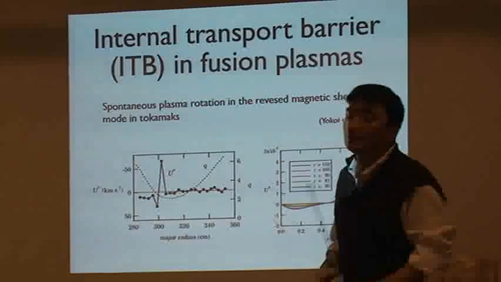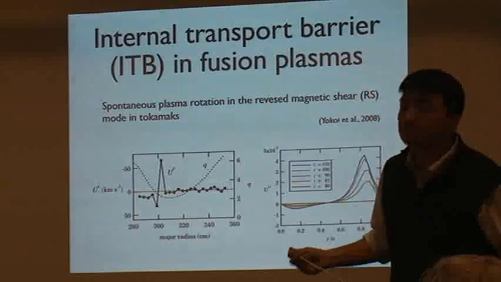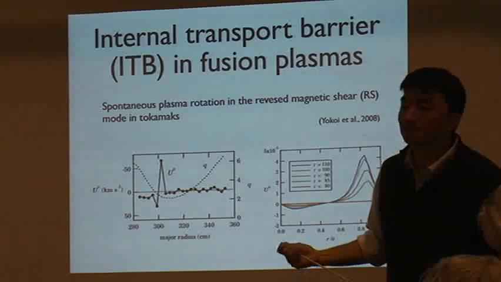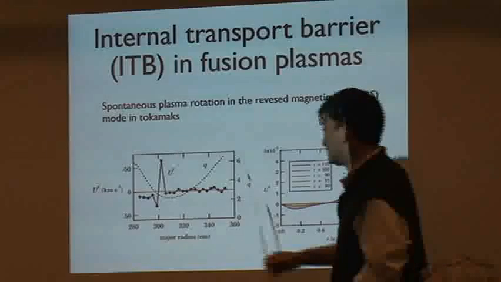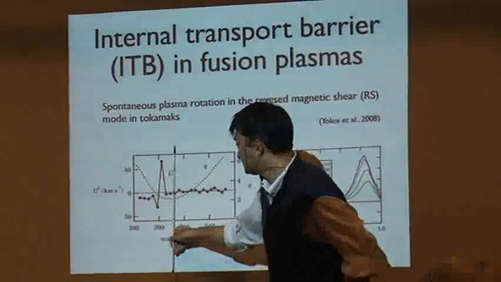But internal transport barrier in tokamaks, it implies that there is a temperature drop. Yes. In the vicinity of the barrier. Yes, this occurs here.